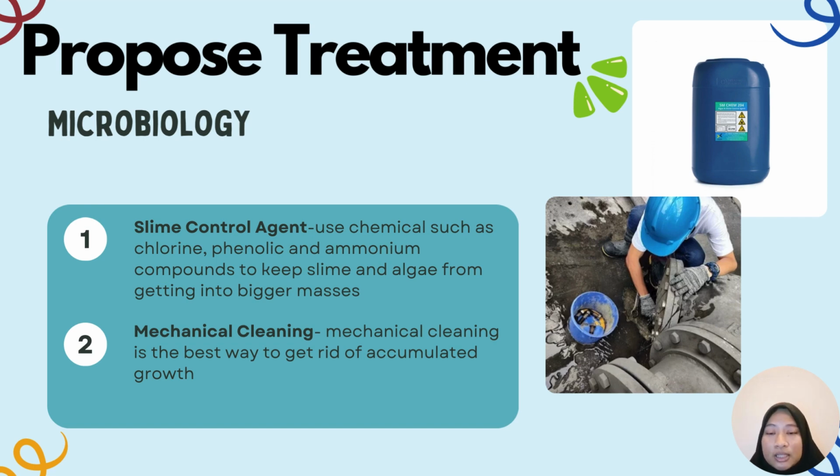Second is mechanical cleaning. Mechanical cleaning is the best way to get rid of accumulated growth, and it can minimize the risk of recontamination. The use of cleaning machines also increases efficiency. Thanks to the higher area output, a larger area can be cleaned in a shorter time. Because contamination will affect the mechanical.